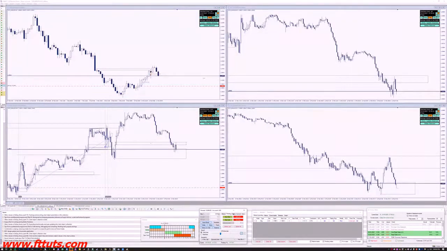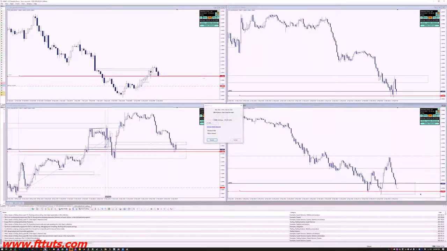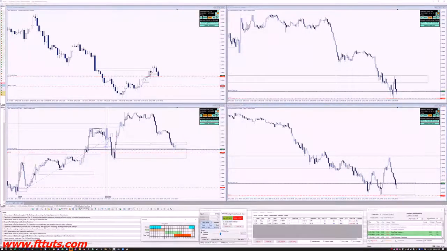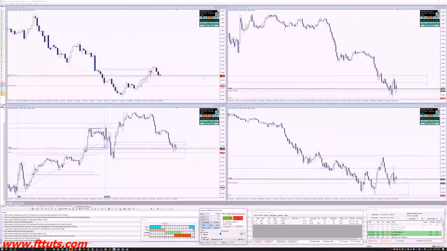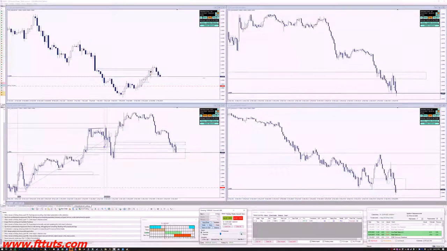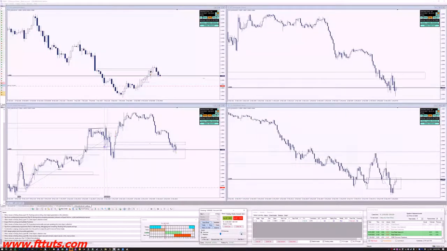Okay, so we'll market enter this because I forgot to set the limit. It's pretty good. Let's see if that holds. Okay, we got swept. That's okay.